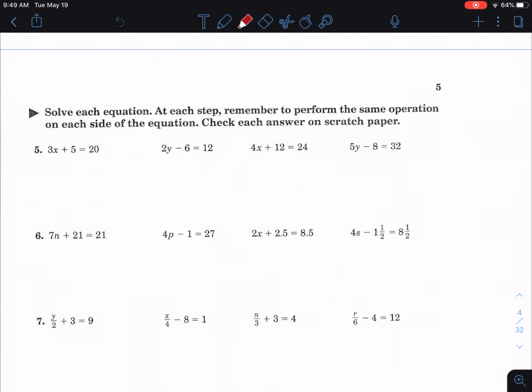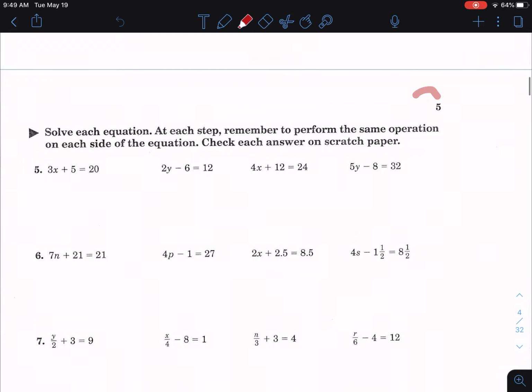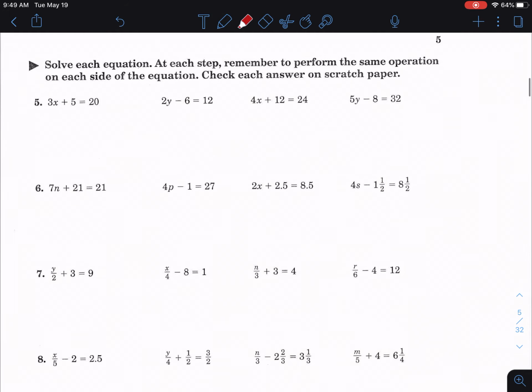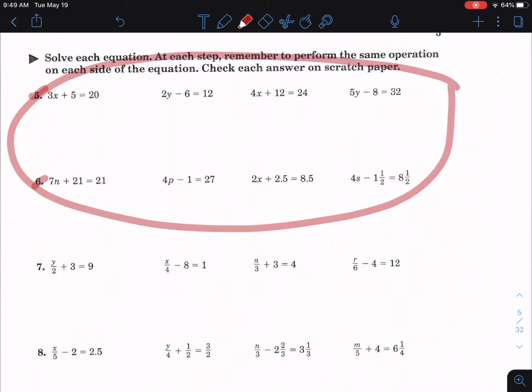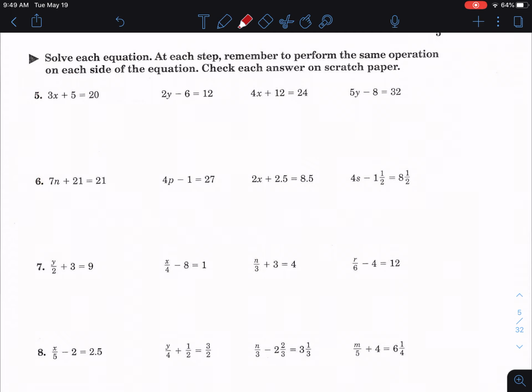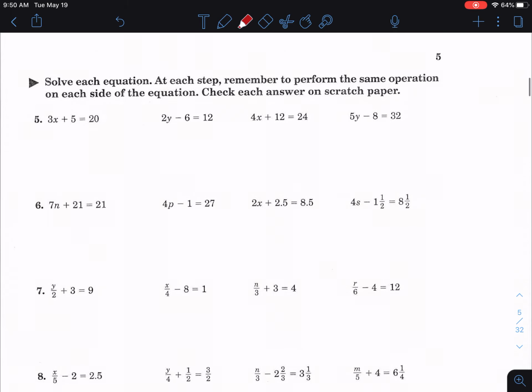Okay, this is more two-step equations algebra review. It's page 5 of your algebra book. Now, for today, we're going to work on 5 and 6, all of these problems. I'm going to go to a blank sheet, but this is page 5 of your algebra book. It might be helpful if you had like a piece of scratch paper to work on while I'm working.